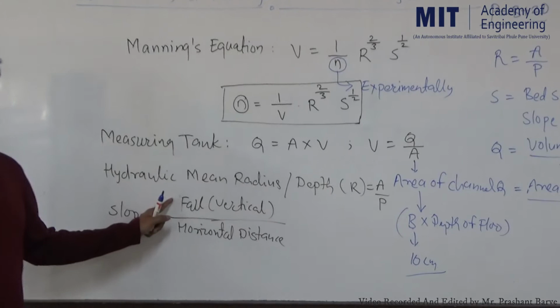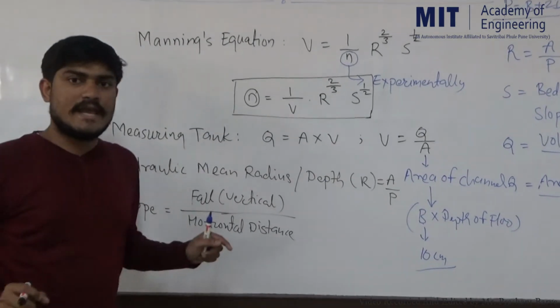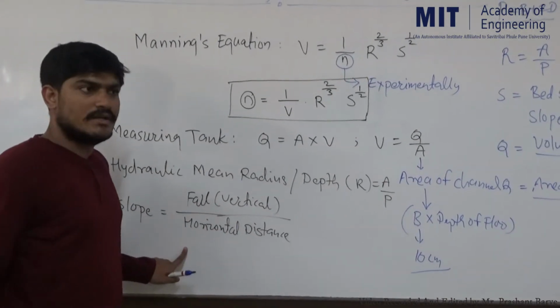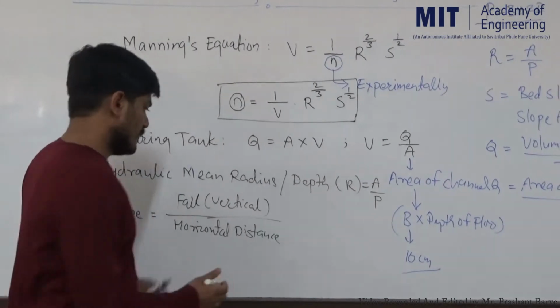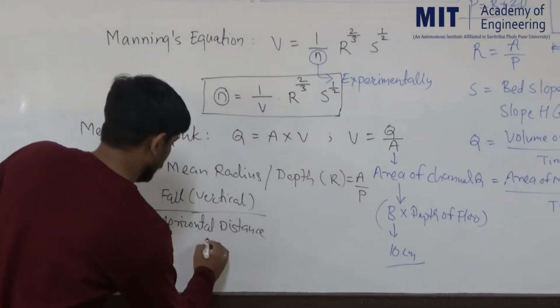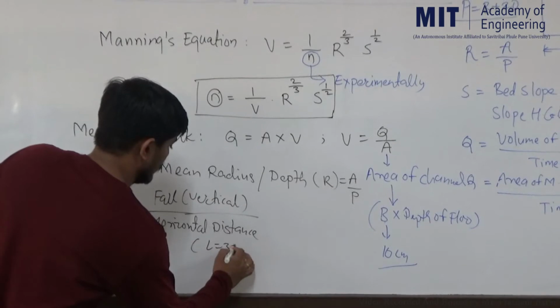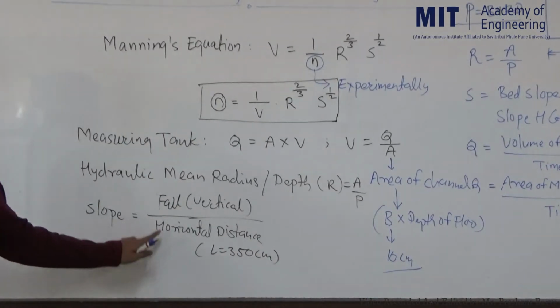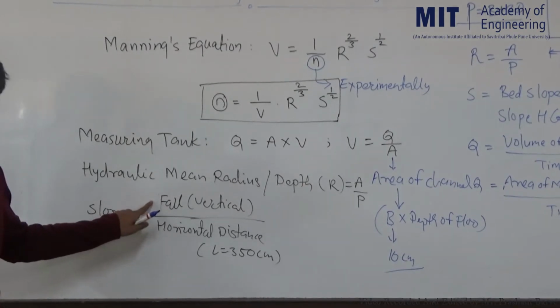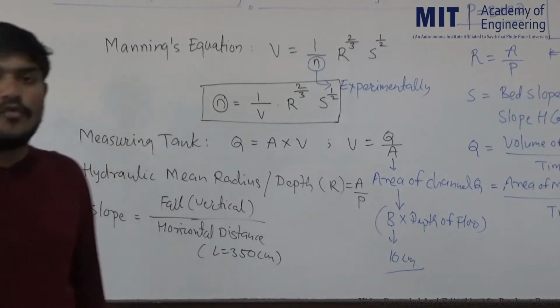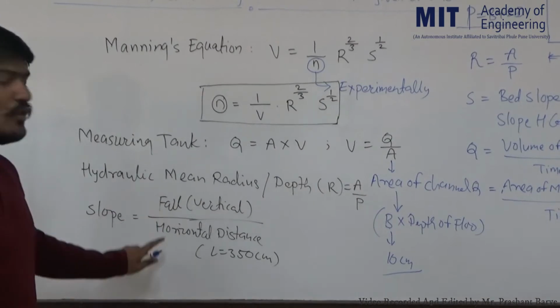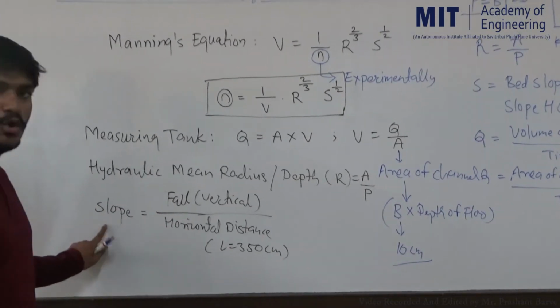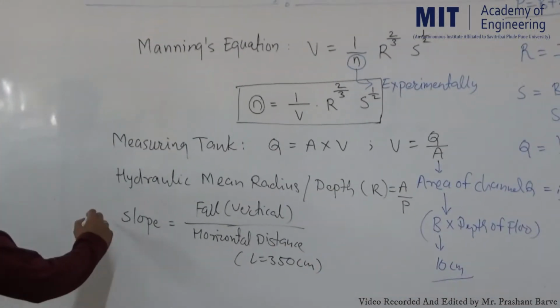For determining the vertical fall, we have the scale. The horizontal distance in our case, I think, is 350 centimeters. Our tilting flume has a horizontal distance, or length, of 350 centimeters. So this is constant, and we can observe the vertical fall. Once we divide the vertical fall by the horizontal distance, it will give us the slope. So the slope, yes, is known to us.